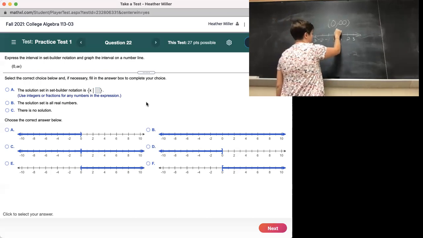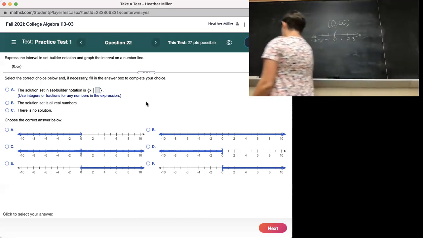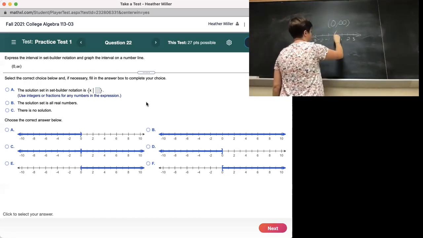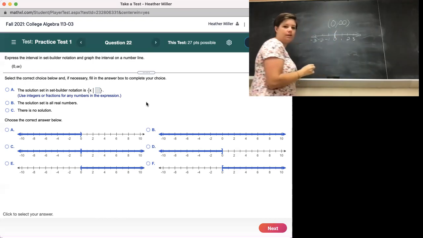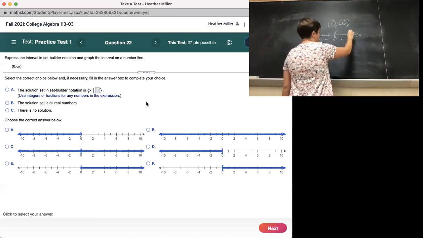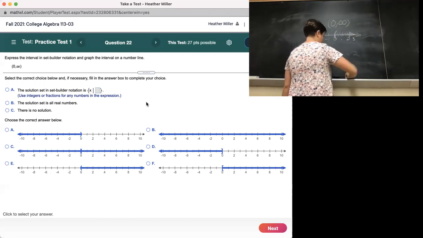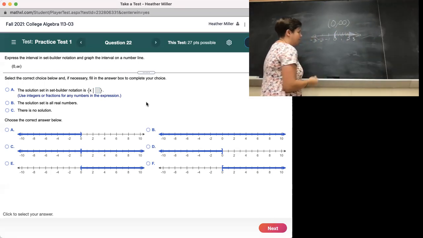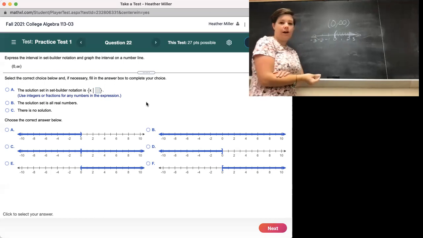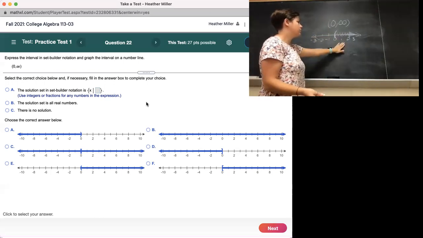So at 0, I can put, oh, I got colored chalk for this. I can put a parenthesis right there at 0. And then I'm going towards the positive infinity, going like that. So that's the graph. Just from the interval, I'm able to draw that graph.